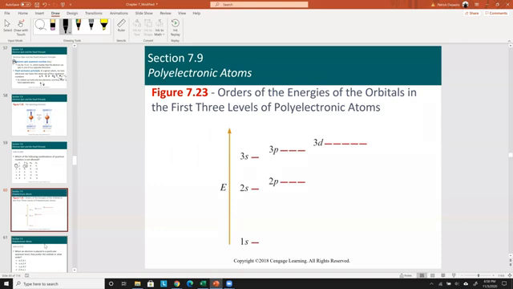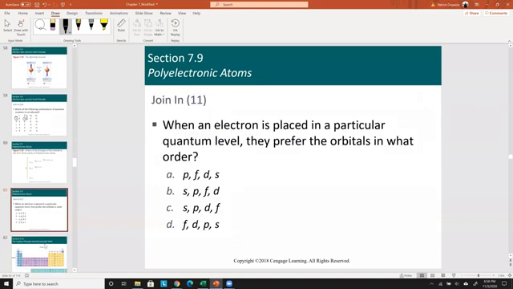All right, so this is energy levels again. When the electron is placed in a particular quantum level, they prefer the orbitals in what order? We also talked about that, alluded to it. So what order do they go into, if they had to pick one? C, yes, SPDF, perfect, SPDF. And quantum numbers relating 0, 1, 2, 3.